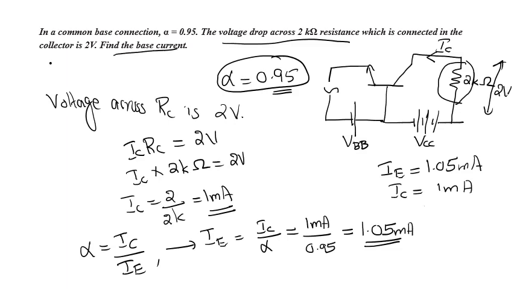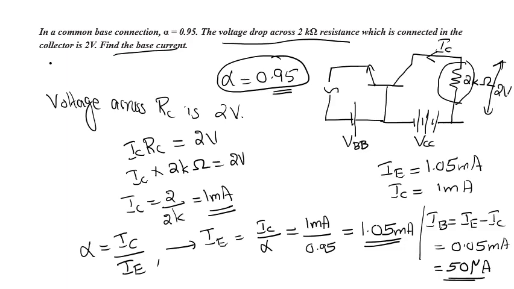So you can easily calculate the base current as IE minus IC, that is equal to 0.05 milliampere. Usually we express the base current in terms of microampere. So this is equal to 50 microampere, which is the base current. So this is how we solve a problem like this.